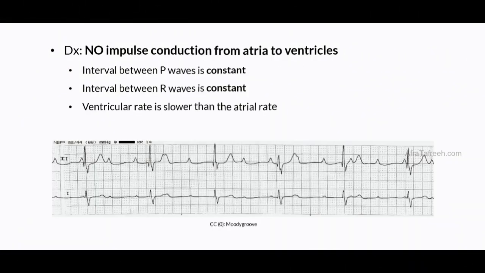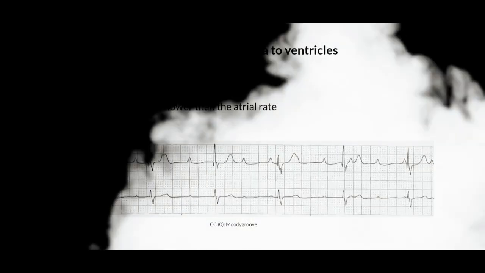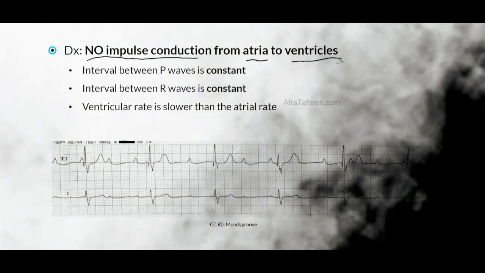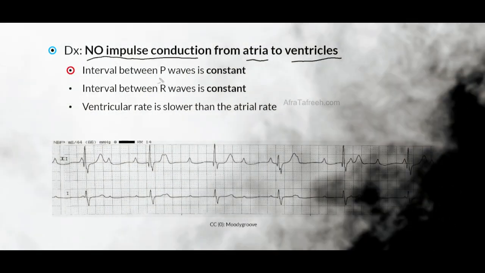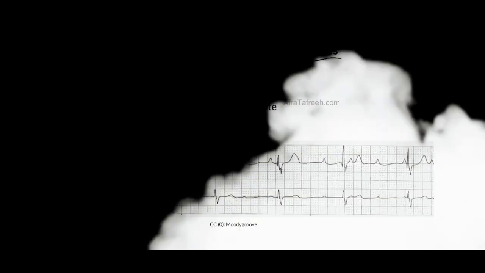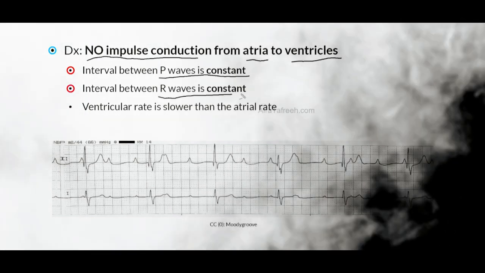As we stated on the previous slide, the pathophysiology of complete heart block is a failure of transmission from the atria to the ventricles. This can also be seen on the EKG of these patients, as there will be no impulse conduction from the atria to the ventricles. The way that this manifests on the EKG is that the interval between the P waves on the EKG will be constant. Additionally, the interval between the R waves will also be constant.